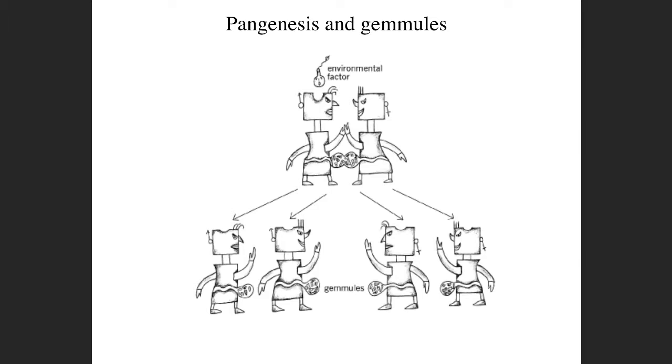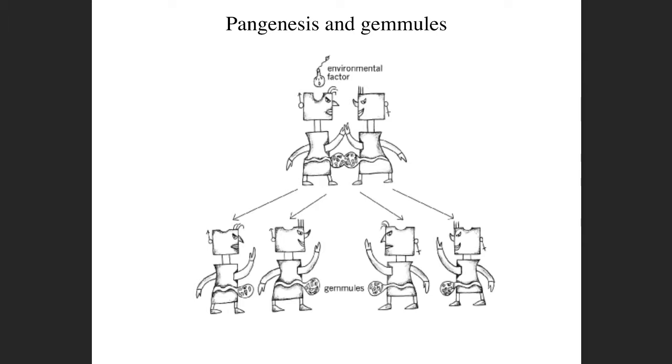affected by environment. In this little cartoon, there's a little environmental factor, this little bomb that leads to a change in head shape, and that environmental factor accumulates in the gemmules or accumulates in the reproductive cells and then leads to offspring that have a modified form of that environmental factor.